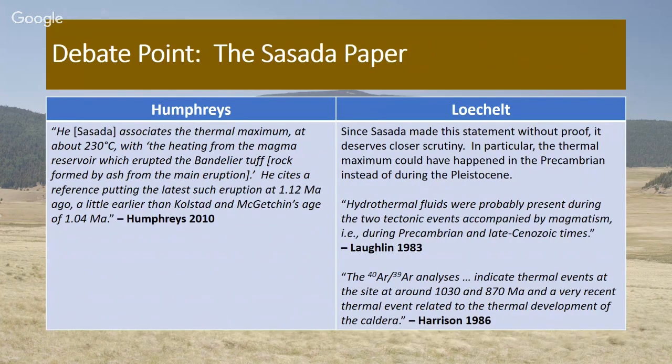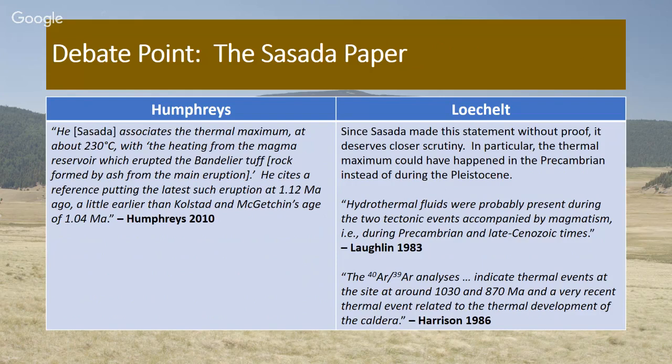So Sasada basically associates the thermal maximum at 230 degrees with the heating from the magma reservoir, which erupted the Bandelier Tuff. He cites a reference putting the latest eruption at 1.12 million years ago, a little bit earlier than Kolstad and McGetchin's age of 1.04 million years ago. So he is associating this thermal maximum with the eruption of the volcano. But we have to look closely at the supporting evidence. Sasada made that statement but gave no proof. It was an opinion, but not really a hard conclusion because there's no supporting data.